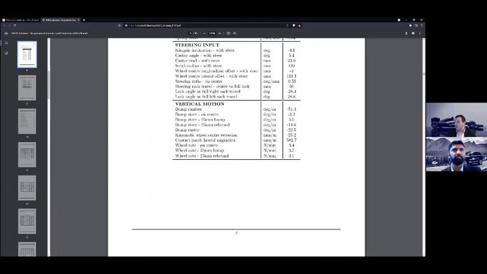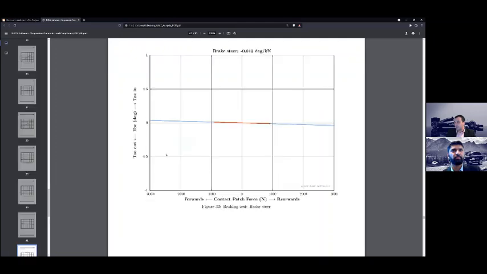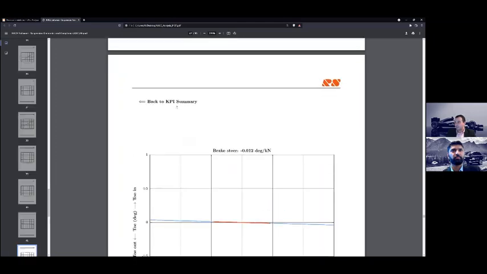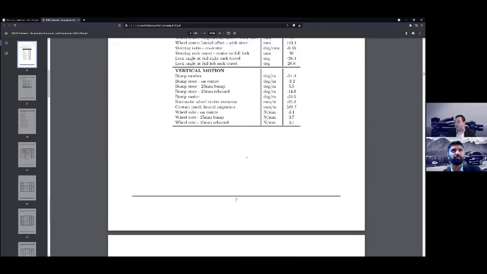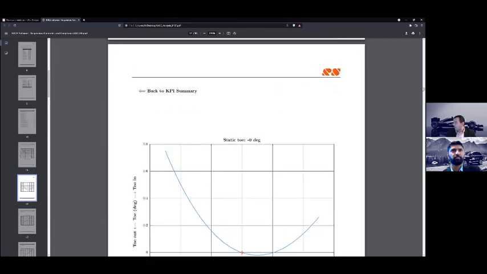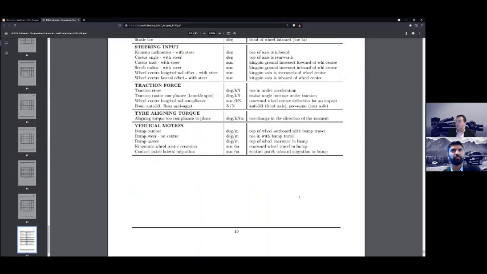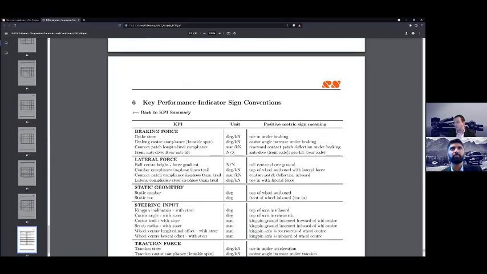The second table focuses more on the compliances. You have the braking force, lateral force, traction force, and tire aligning torque. Again, everything is backed up by graphs. So you click on one of the KPIs and you go straight away to the graph. And basically all the KPIs are backed up by graphs. And at the end of the report, you have the KPI sign convention, which tells you the units, tells you which is the positive, the negative metric. So that's in a nutshell the standard report.